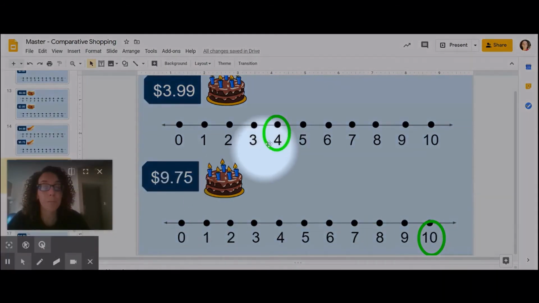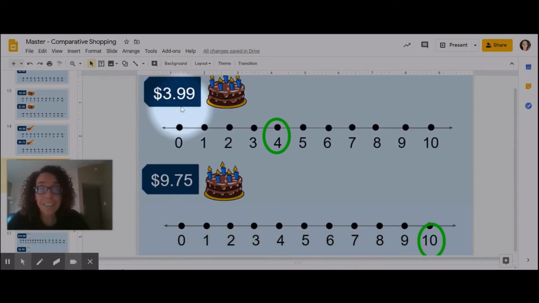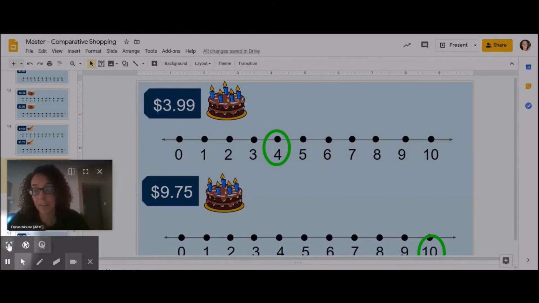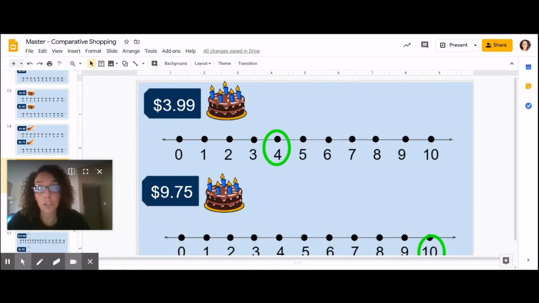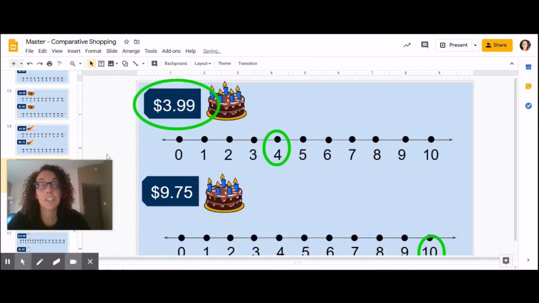That's right. 4 is pretty close to the 0. It's smaller. 10 is super far away from the 0. So far. So the one that costs less, the one that's cheaper, is actually this top cake. So again, we're going to put our big circle around the top cake. Let's move it on this number. This price is cheaper. Good job.